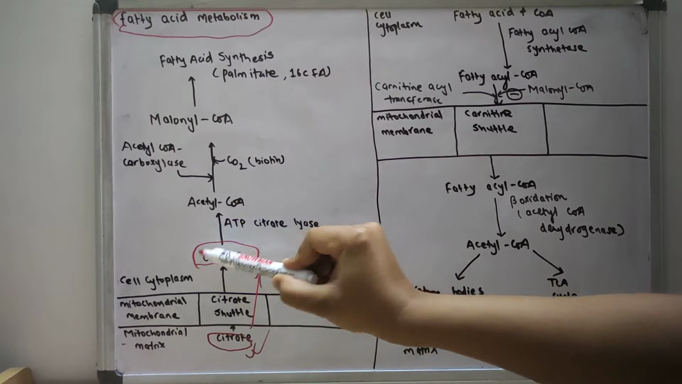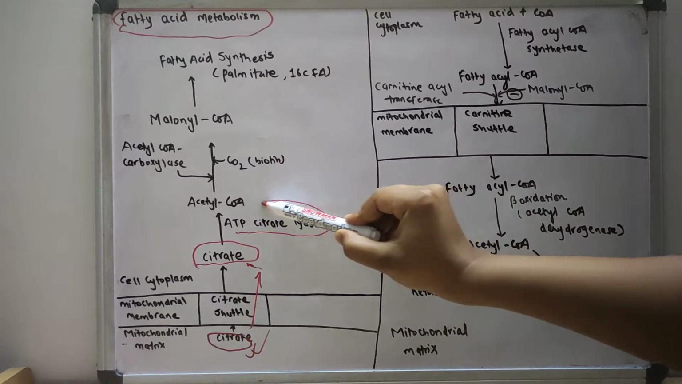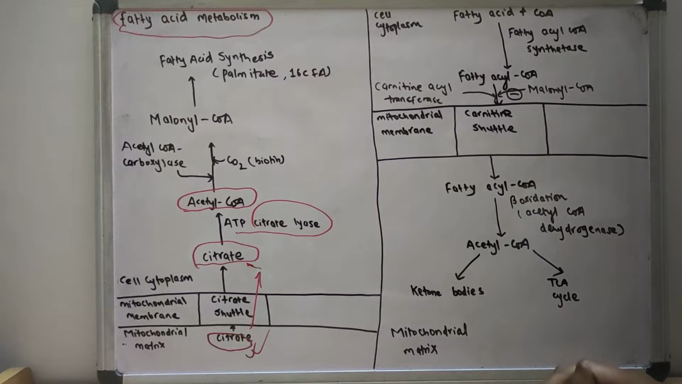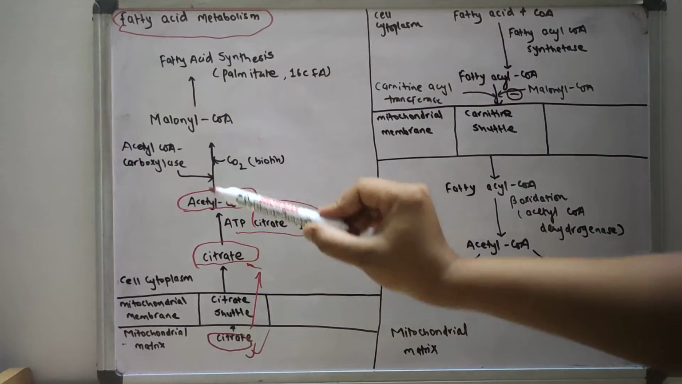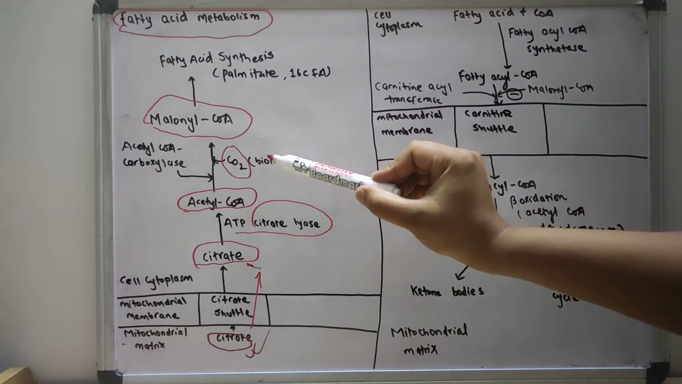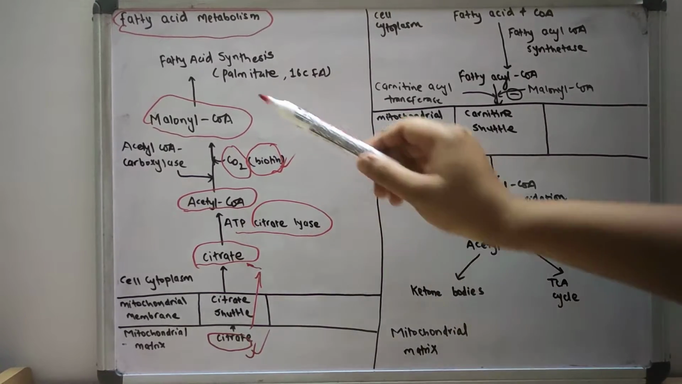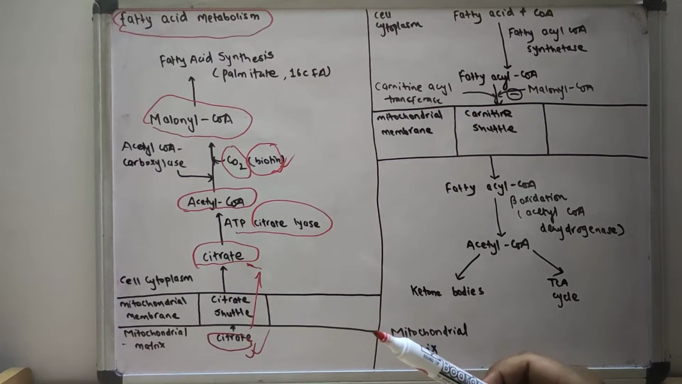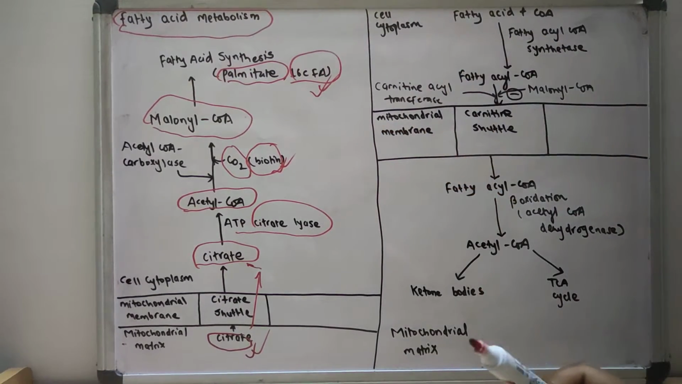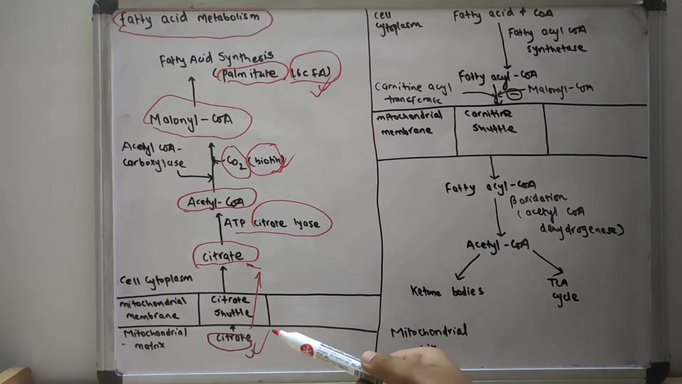After this, with the help of the enzyme citrate lyase, it gets converted to acetyl coenzyme A, and the acetyl coenzyme A, with the help of the enzyme acetyl coenzyme A carboxylase and CO2, gets converted into malonyl coenzyme A. You have to know that this carbon dioxide comes from biotin, and finally the malonyl coenzyme A is converted to the fatty acid, eventually palmitate, which is the 16 carbon fatty acid. So this is how fatty acid synthesis occurs in the cell cytoplasm through citrate.